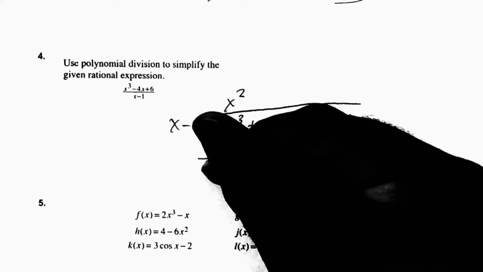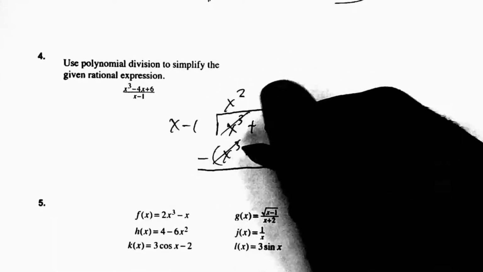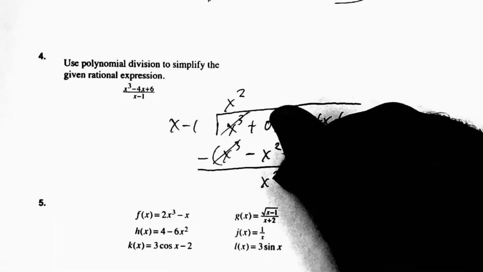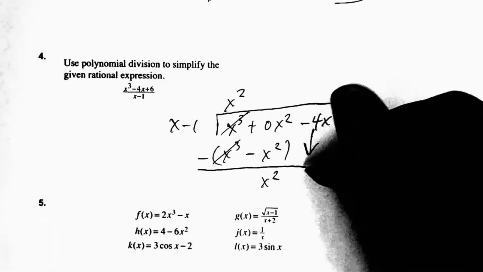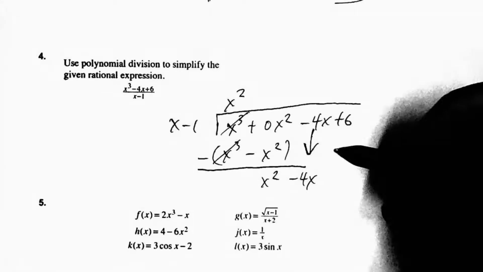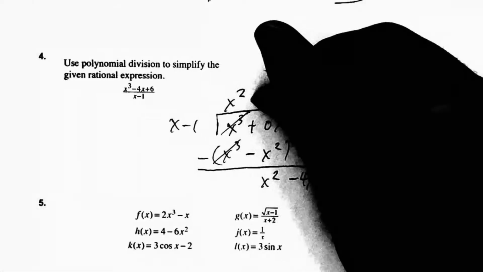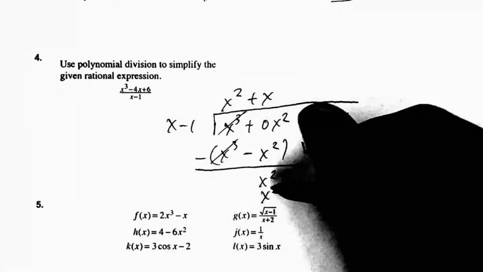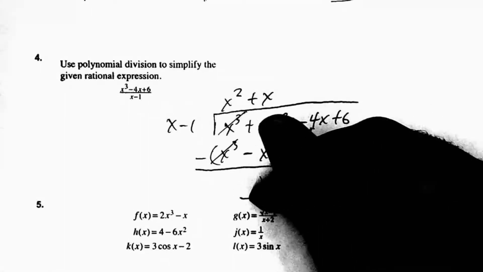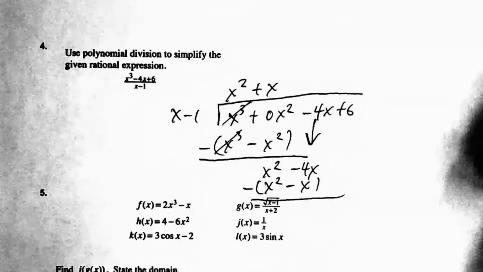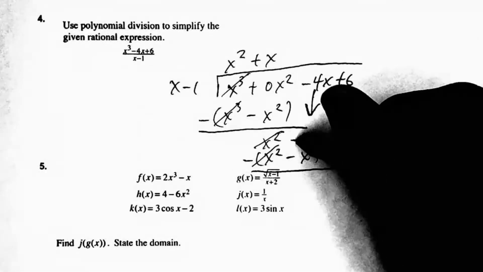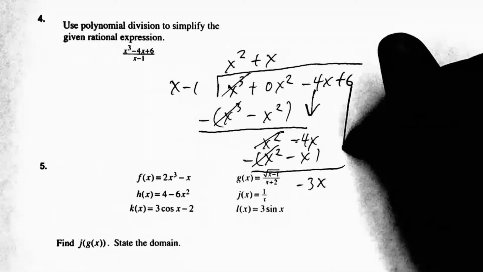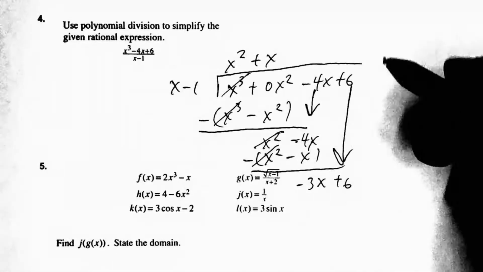Subtract the whole thing. X cubed, these cancel. Minus and negative is plus, so it's just positive x squared. I'm going to drop down the negative 4x. Again, what times x is x squared? That's going to be a regular x. X times x, x squared, minus x, subtract the whole thing, cancel, cancel. Negative 4x minus negative x is negative 3x. Drop down the 6.